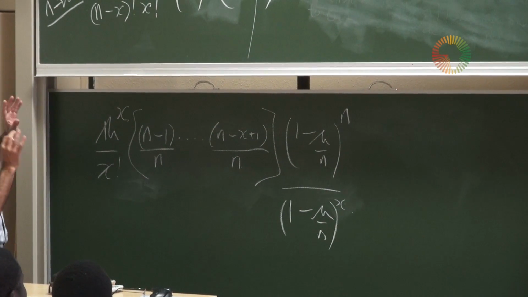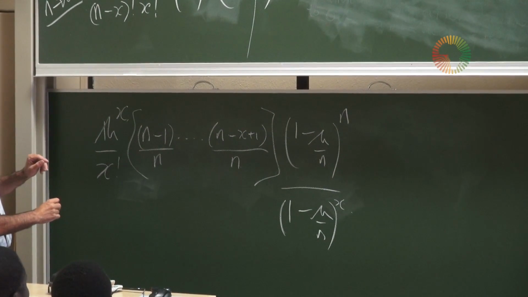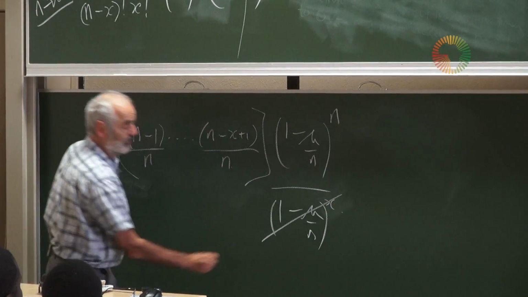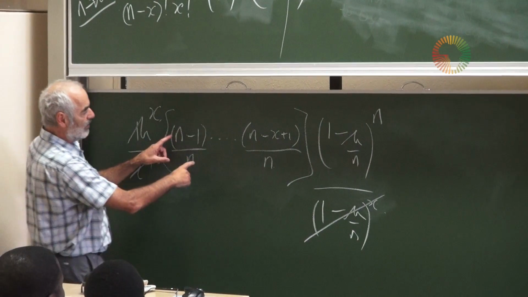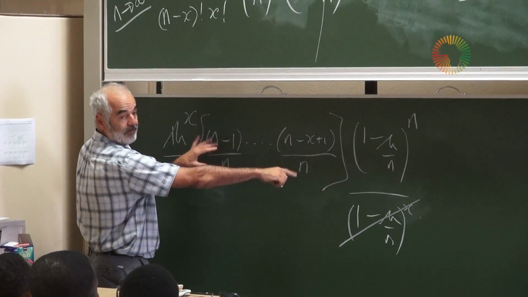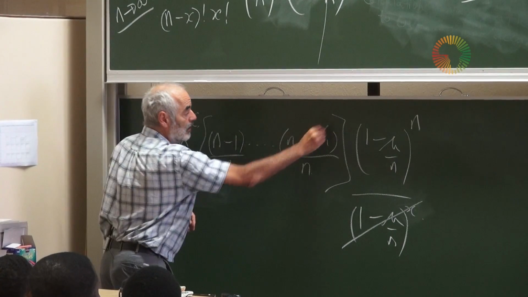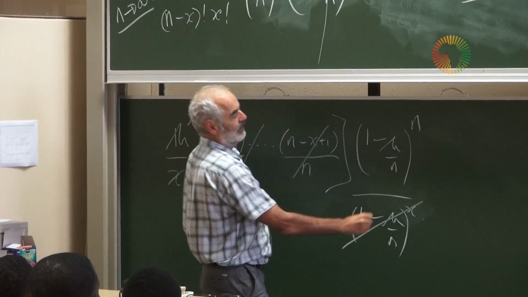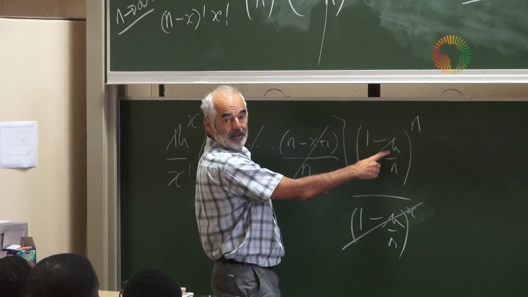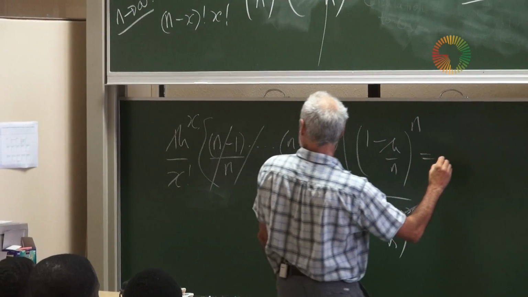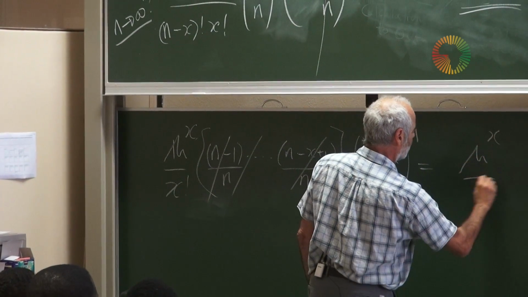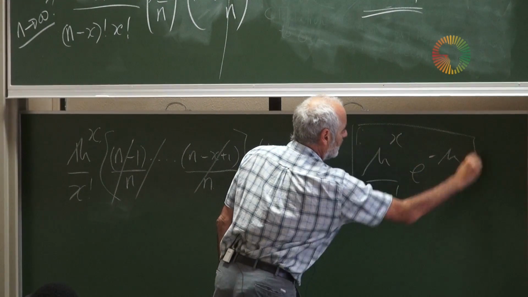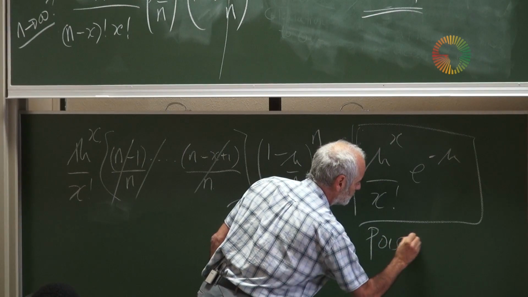Now, what happens when n goes to infinity? That goes to 0, so that goes to 1. As n goes to infinity, all of these start cancelling out, each term goes to 1, so all of these go out. Now that just goes to e to the minus mu. So we end up with this beautiful formula, mu to the x over x factorial, times e to the minus mu. And that is the Poisson distribution.